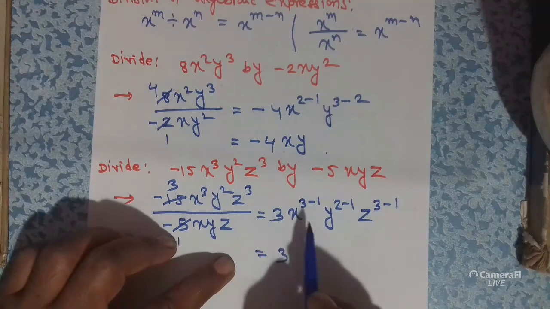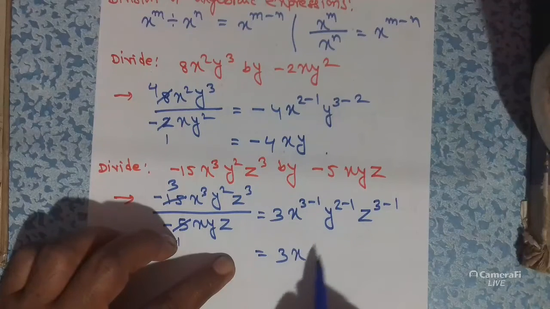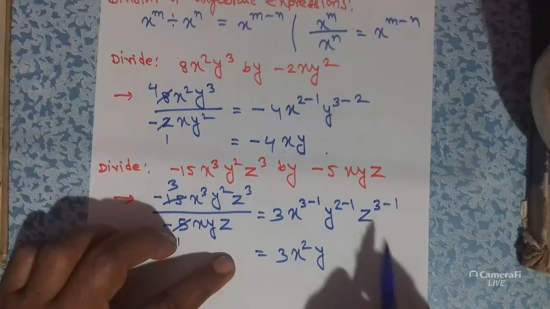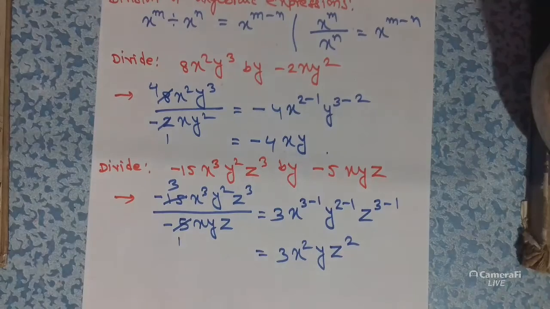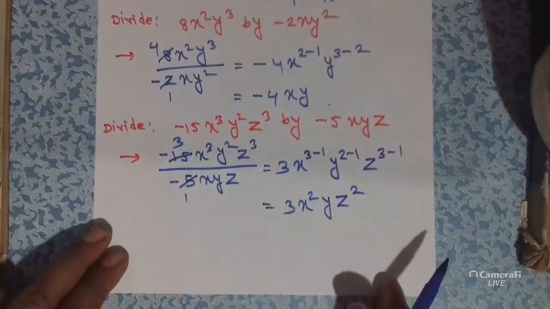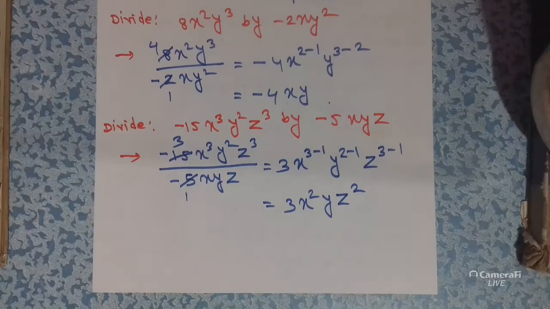So it is 3. X to the power 3 minus 1 is 2 and y to the power 2 minus 1 is 1, so need not write 1 as power, and z to the power 3 minus 1 is 2. So 3x square y z square is the correct answer. I hope you understood, students.